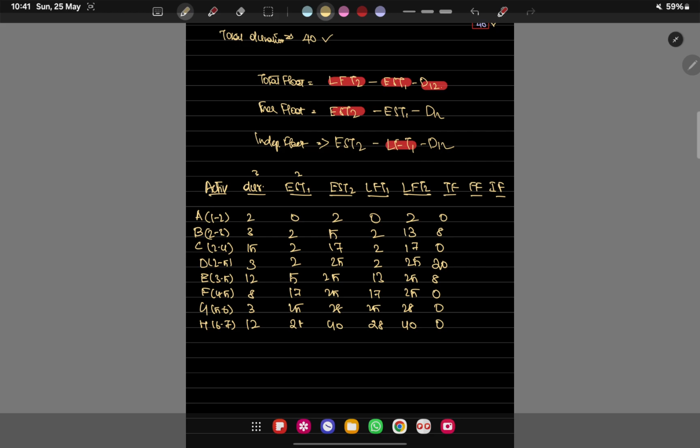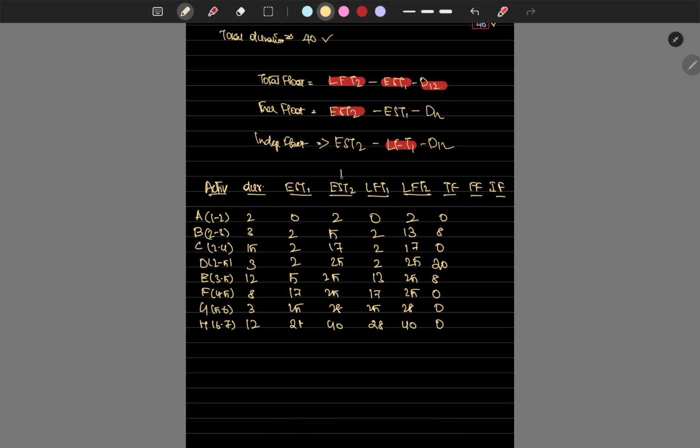What's the free float? Free float is EST2 minus EST1 minus D12. So 2 minus 0 minus 2, which is 0. Then 5 minus 2 minus 3, which is 0. Then 17 minus 2 minus 15, which is 0. Then 25 minus 2 minus 3, which is 20. Then 25 minus 5 minus 12, which is 8. Then 25 minus 17 minus 8, which is 0. Then 28 minus 25 minus 3, which is 0. Then 40 minus 28 minus 12, which is 0.